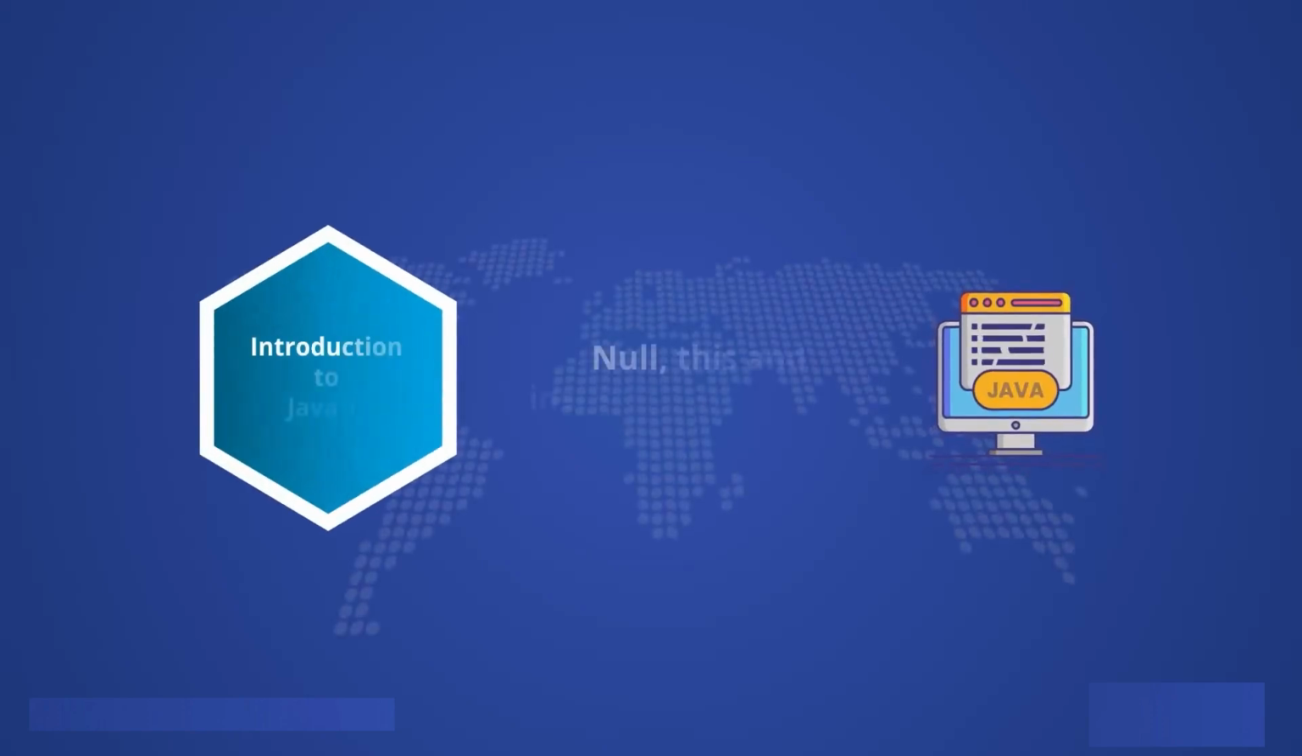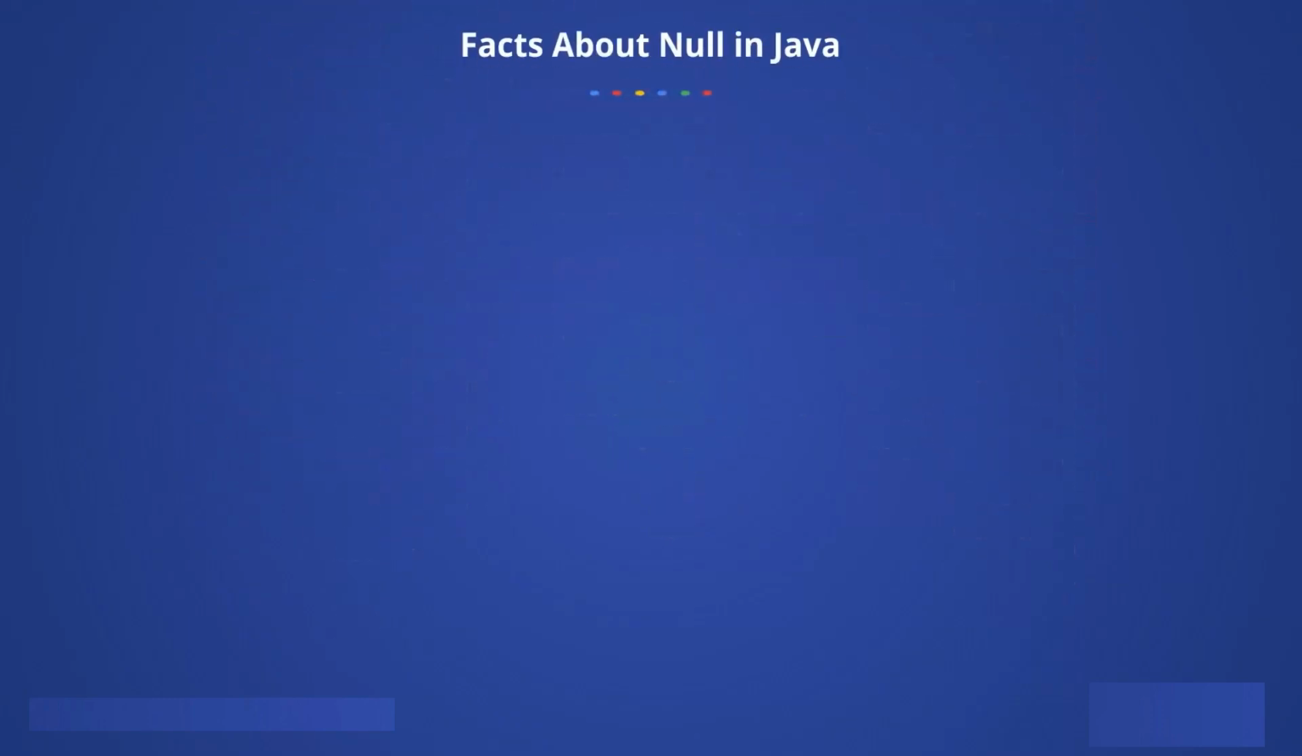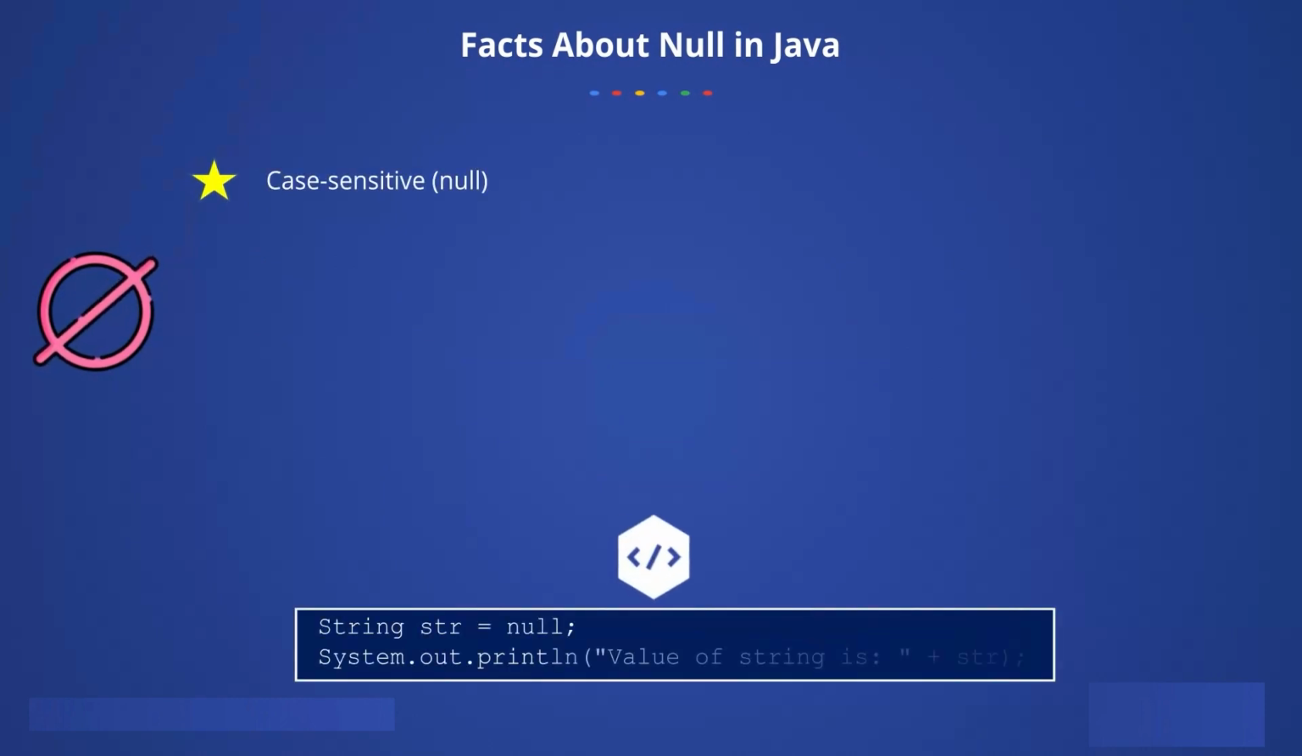Now let's talk about some of the special operators we have, like null, this, and instanceof. So why do we actually use null? One thing you have to understand is that null is case sensitive. It is not a capital N. The null should be written like this.